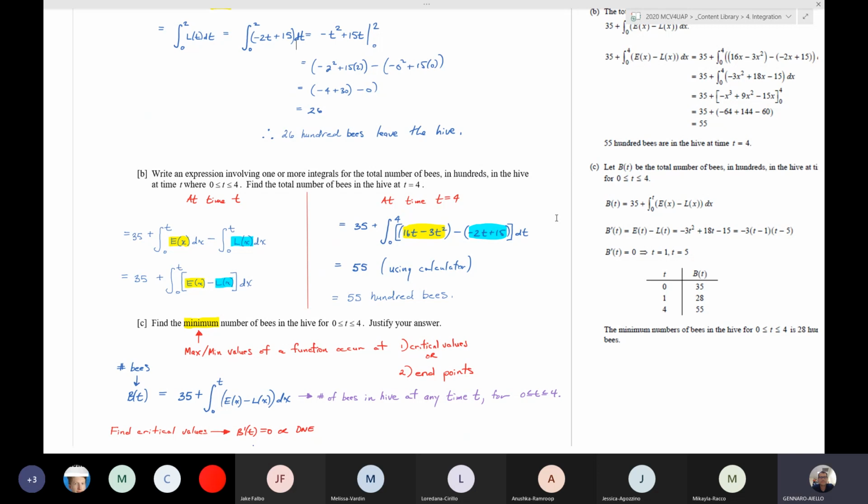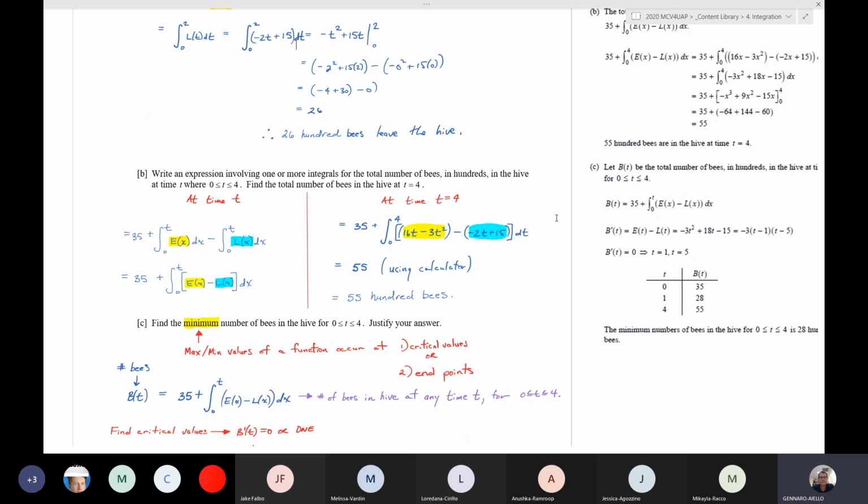So that first integral there, the integral from 0 to t of E of x dx, will give me the total number of bees that enter the hive in the time interval from 0 to t. And the only valid numbers for t are anything between 0 and 4 here, okay?